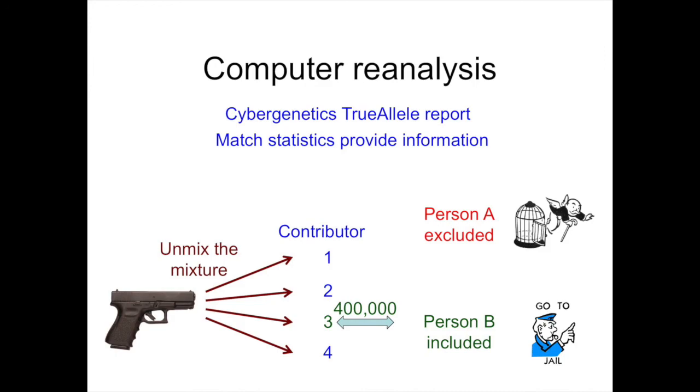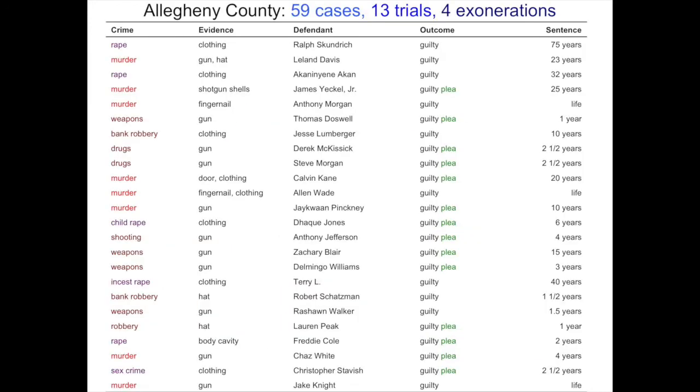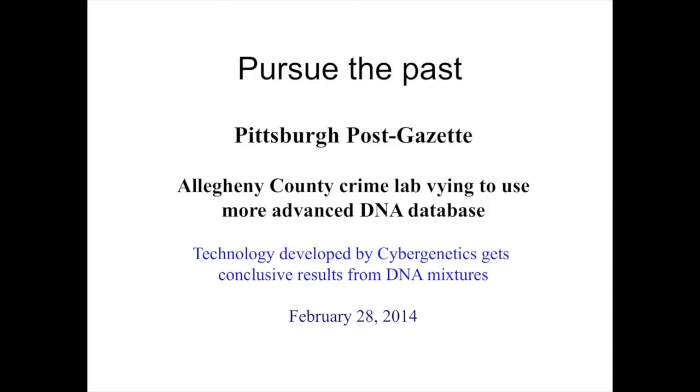Charges were dropped. And person B, in green, there was a match statistic of 400,000, and he pled guilty to the crime. So instead of going into an expensive, confusing trial, here we have forensic DNA evidence that can work out what actually happened. In Allegheny County, Cybergenetics has worked on 59 cases so far. There have been 13 trials. 4 people have been cleared as well of crimes through DNA. And as you see in the outcome column, most of the outcomes, when there is an outcome, is a guilty plea, because the DNA, which had been kept out of the case, is brought back in when there's a match statistic.